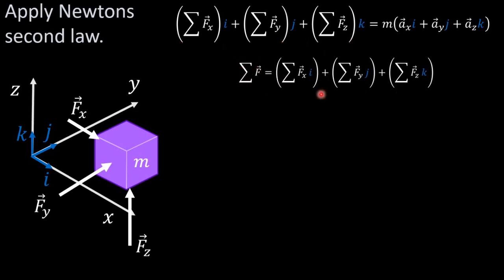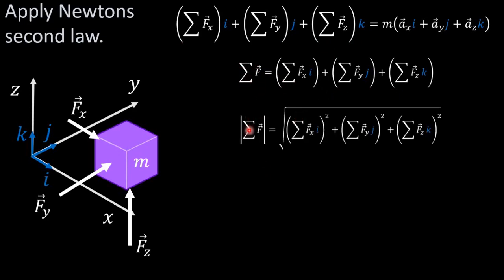This is written in vector form, so this is the sum of all the forces. If we want to find the magnitude of those forces, we apply Pythagoras to that. The sum of the forces in the i direction squared, plus the sum of the forces in the j direction squared, plus the sum of the forces in the k direction squared, and then we square root that, and we get the magnitude of the sum of the forces.